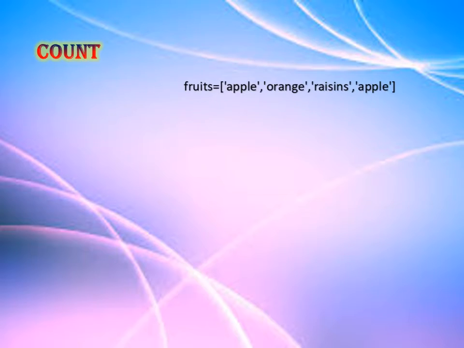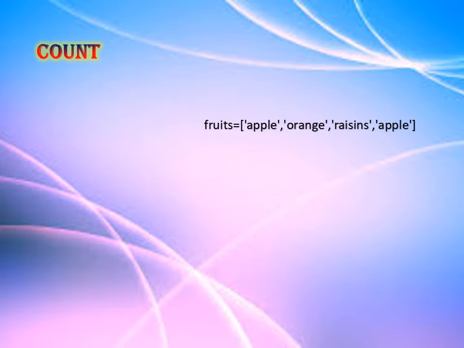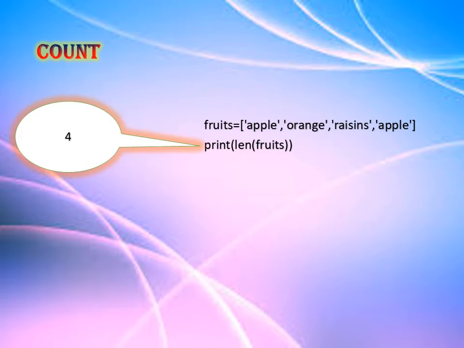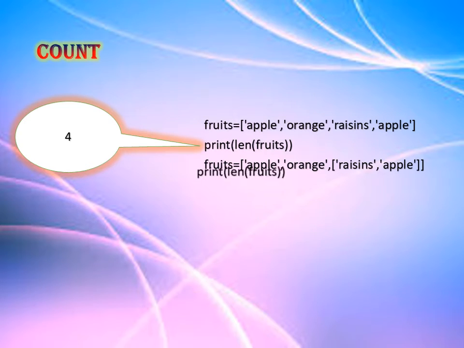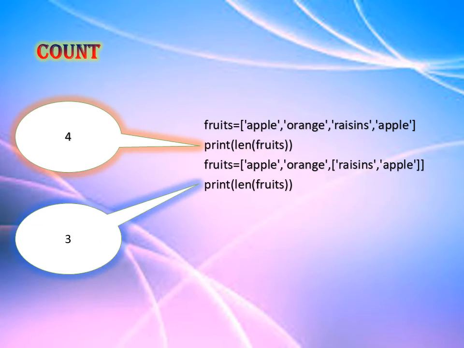The count function is used to count the number of elements in the list. Here fruits contain apple, orange, raisin, apple. So print length of fruits means it shows that the number of elements is 4. And again reassign fruits equal to apple, orange, and a sublist raisins, apple. Now if you are counting the length of fruits, it will show 3, because a sublist is considered as one element, so 1 to 3.